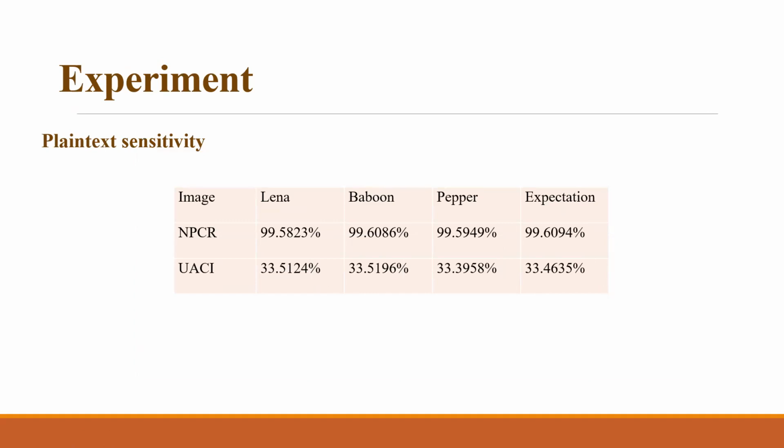Therefore, change the value of a random pixel point and analyze the difference of the cipher image after encryption respectively. The table below shows the NPCR and UACI values of the images. It can be concluded from the table that the algorithm has better plain text sensitivity.